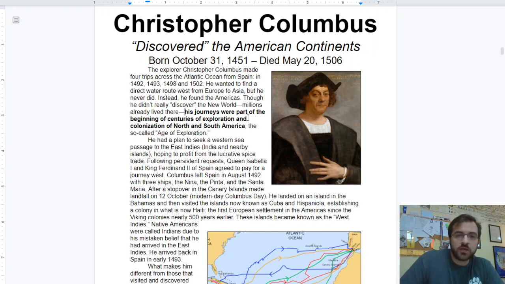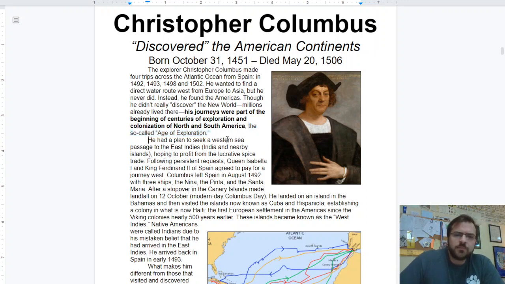His journeys were part of the beginning of centuries of exploration and colonization of North and South America. He is part of the start of the so-called Age of Exploration. Last year, 7th grade, you would have read and learned about several different explorers who explored Mexico, New Spain, later on Texas, and went through there, Cabeza de Vaca, etc. Well, Christopher Columbus is the guy who started all of that. He's not the first one, but he's the guy who really solidified the beginning of it.